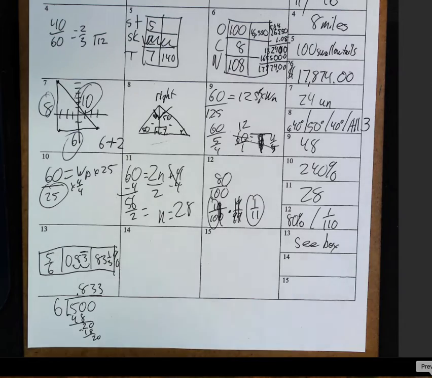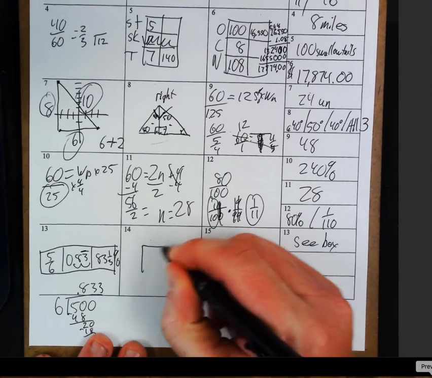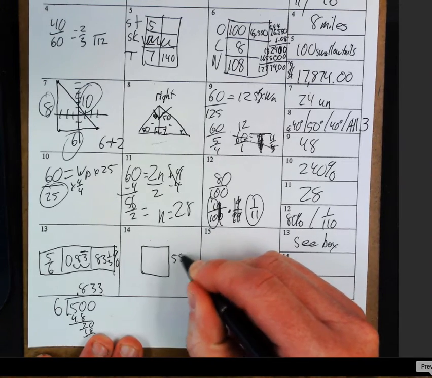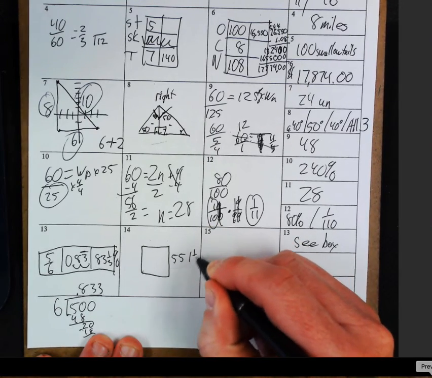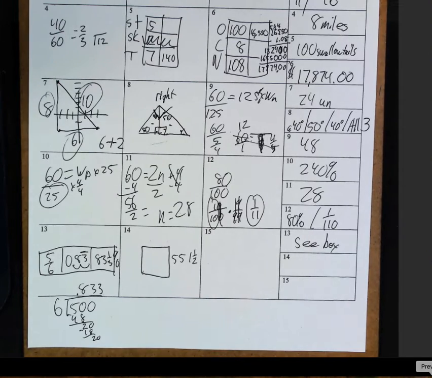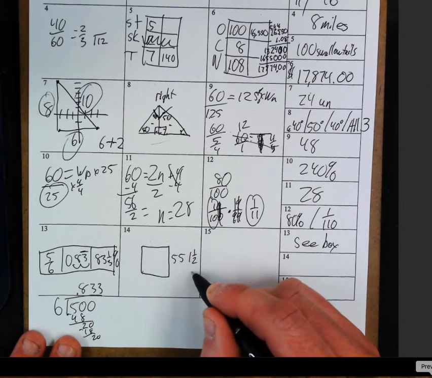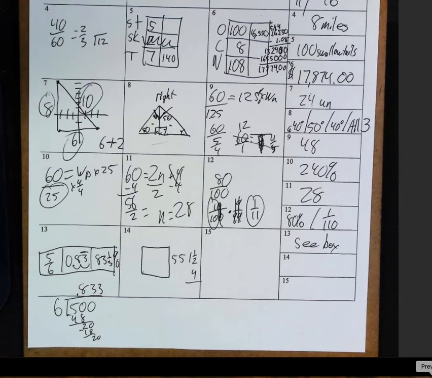It is a square. Its length is 55 feet and 1 1/2 inches. And I'm trying to figure out the perimeter, right? What is the perimeter? So I gotta take that number times 4. Step 1, guys, I'm gonna take 1 1/2 inches times 4.